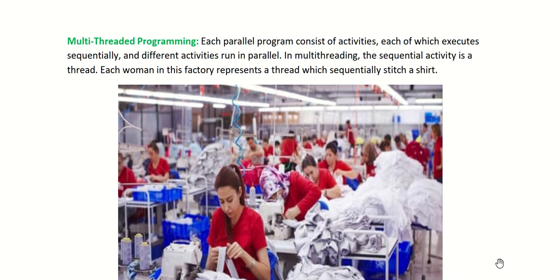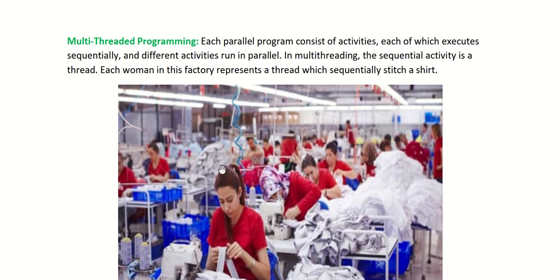Okay, so you have a parallel program which consists of n number of activities, and each of those activities execute sequentially, but they basically execute in parallel. They are not dependent on each other. So in multi-threading, the sequential activity is a thread.